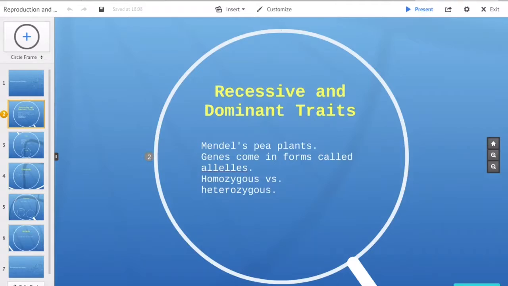If alleles are different, so one big T, one small t, then it would be called heterozygous. In a heterozygote, the dominant allele may hide the expression of the recessive allele.